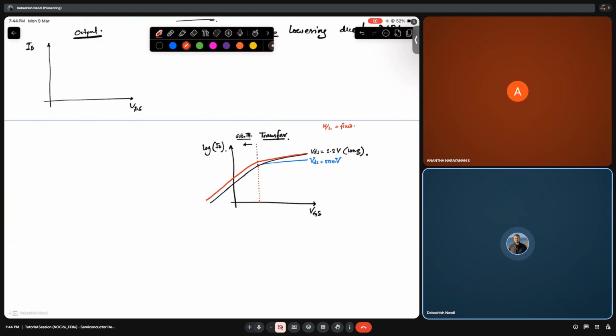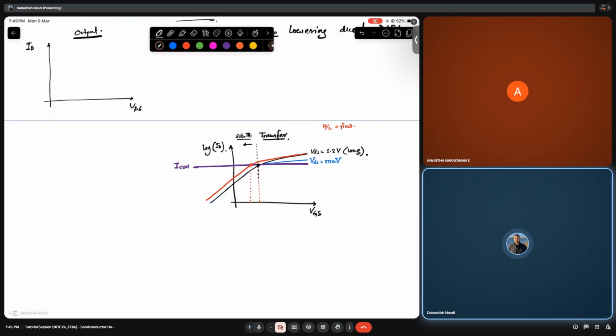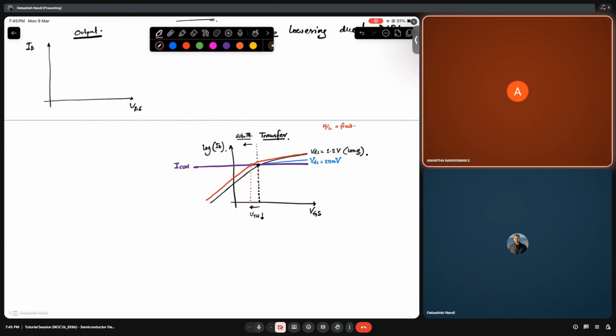So where do you see the threshold voltage decreasing? By the way, how do you calculate threshold voltage? You use the constant current method, okay? This is your constant current. So what is the threshold voltage in the second case? Red case is this. In the black case, the threshold voltage is this. So you see that threshold voltage is being lowered due to DIBL.